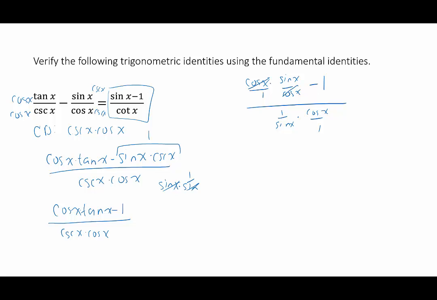What I see here is that the cosines cancel. So there's sine of x minus 1 in the numerator. And here, the denominator would end up as cosine of x over sine of x. Well, cosine of x over sine of x, that's a quotient identity, and that is cotangent of x. And thus we have a match. Hooray!